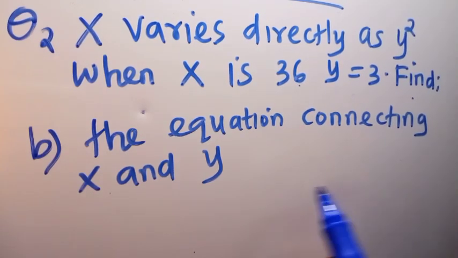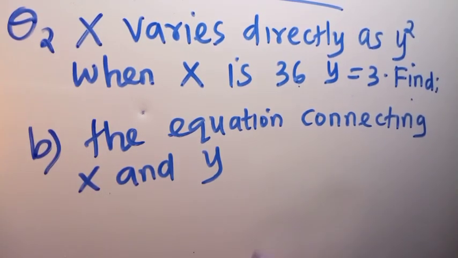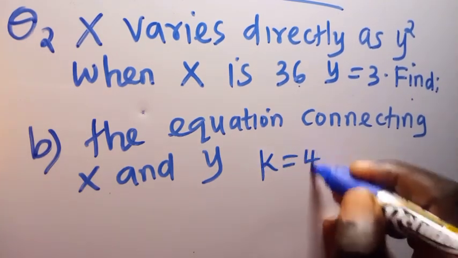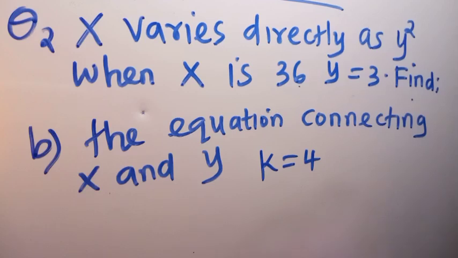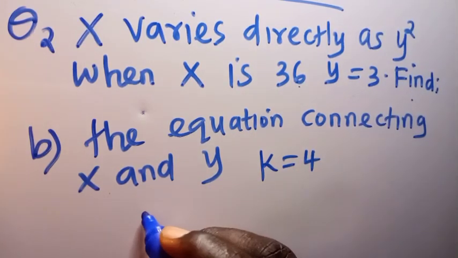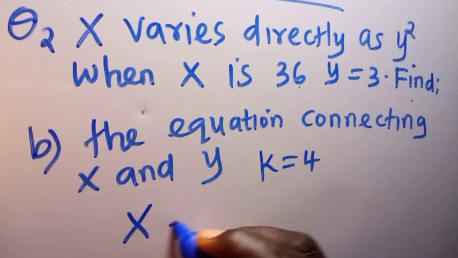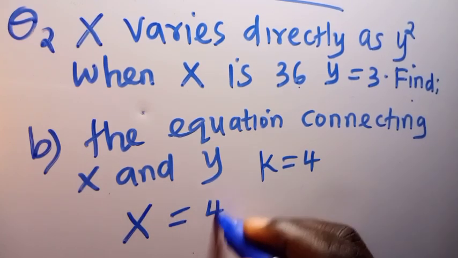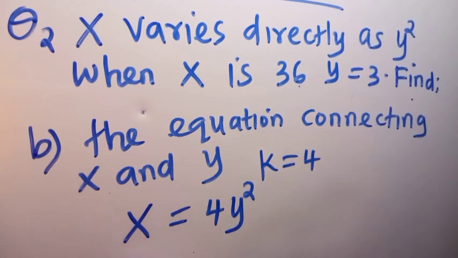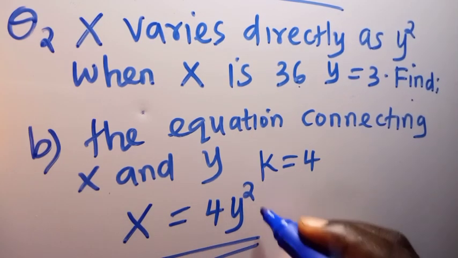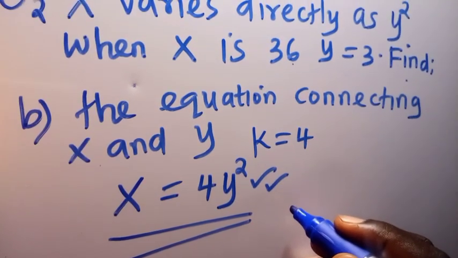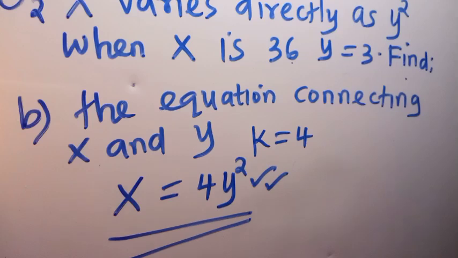Secondly, it says find the equation connecting x and y. Since we have found our constant k equals 4, our equation connecting x and y is x equals, instead of k we shall have 4, then y squared. This will be our equation connecting x and y.